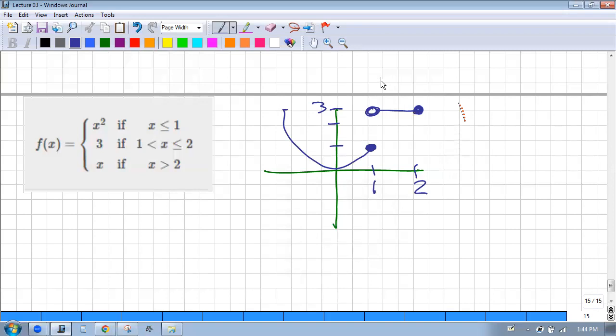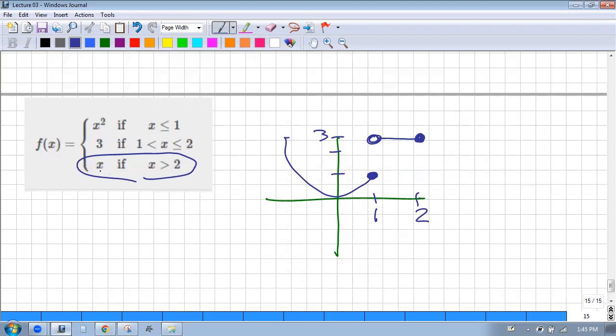Now what about greater than 2? Over here they say if it's bigger than 2, let f of x equal x. Well, f of x equals x looks like this. It's just that diagonal line. So that's what our graph would look like. We just broke it into 3 pieces. You just have to pay attention to the endpoints, where it says equal to or it's just greater than, so you know whether to leave it open or close it in. That's the hard part, the endpoints.